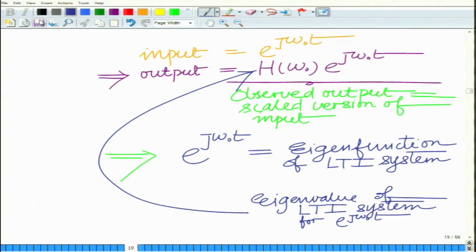So this clarifies that the complex exponentials e raised to j omega naught t are the eigenfunctions of the LTI system, and the corresponding eigenvalues are H of omega naught, the frequency response evaluated at the angular frequency omega naught. In this module we have seen interesting aspects of the Fourier transform, we have explored it further, we have defined the autocorrelation function of a signal, the energy spectral density, and the Parseval's relation for a continuous aperiodic signal, and we have also seen the eigenfunctions of LTI systems.